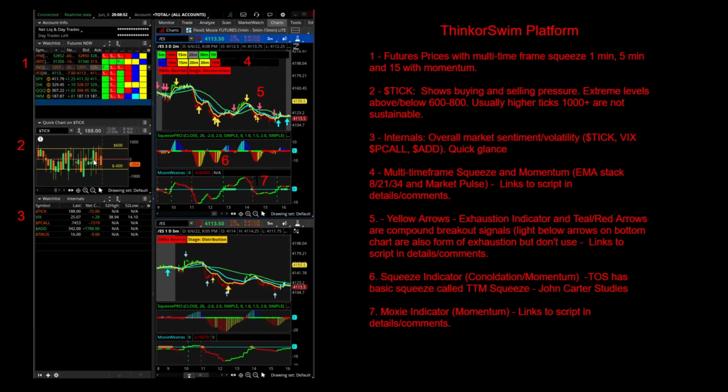Number 2 here is the tick. It's just the general buying and selling pressure, with extreme levels above 600 to 800. Usually ticks over 1,000 are not really sustainable, so just keep that in mind.